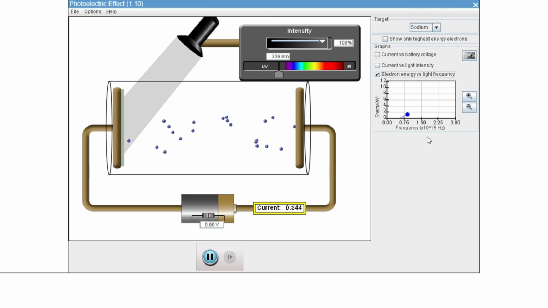You can see that the graph is between energy and frequency and not between energy and wavelength. The wavelength which we are selecting here is getting converted into frequency and then plotted. So let's plot it.